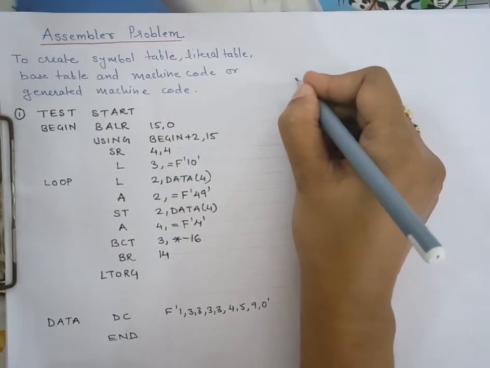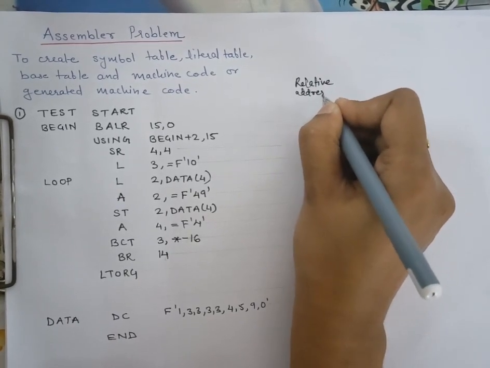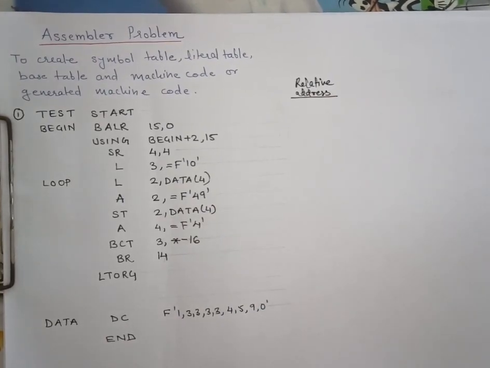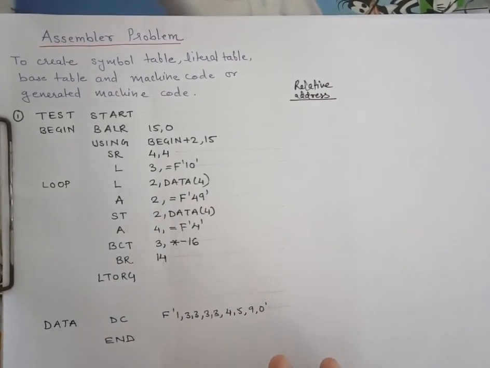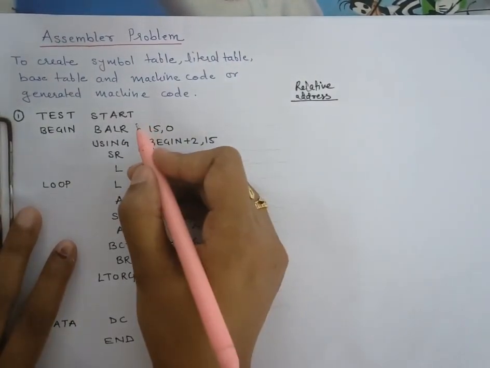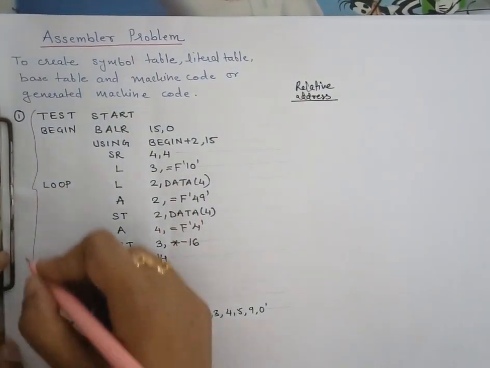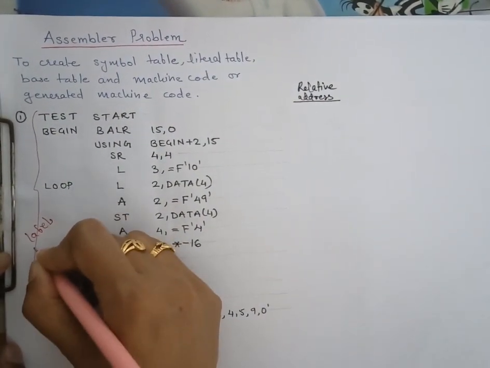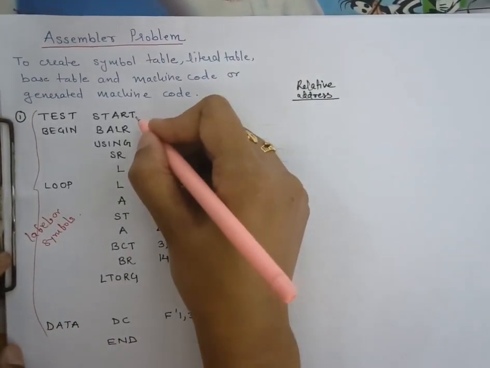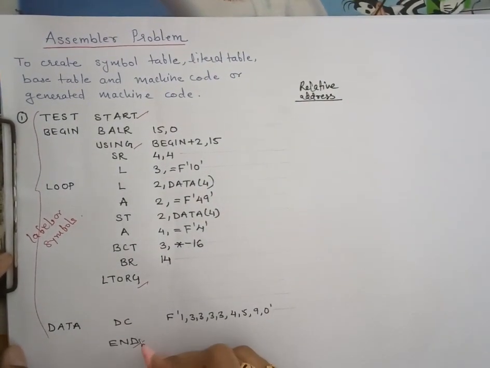So here the relative address or relative location can be found with the help of the instruction set. Here we are actually going to see how to use the instruction set in assembler programming. You can see TEST, BEGIN, LOOP and DATA. These are the labels or the symbols.